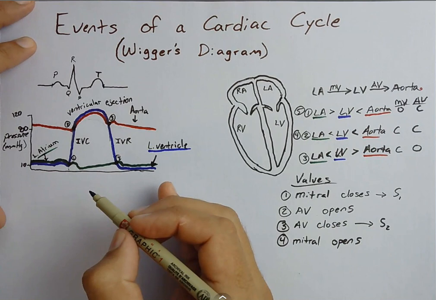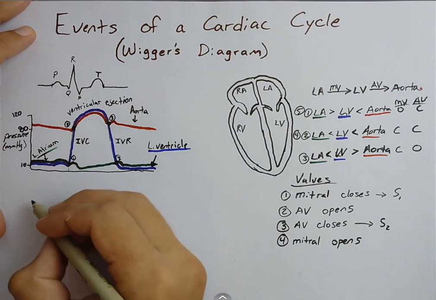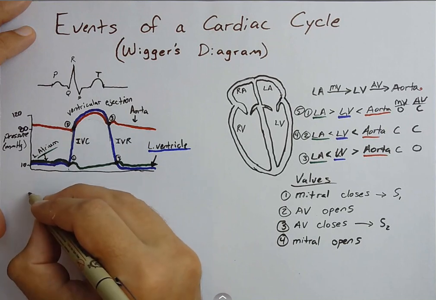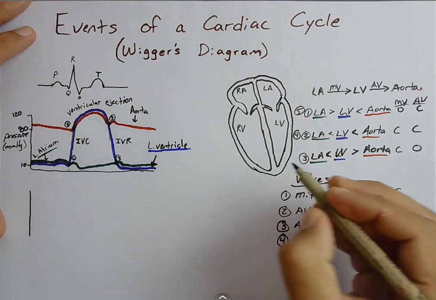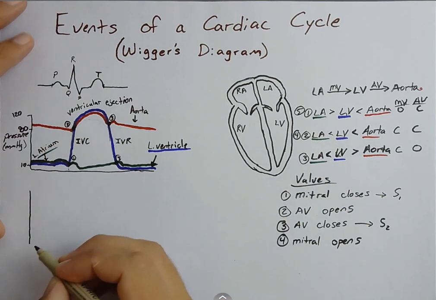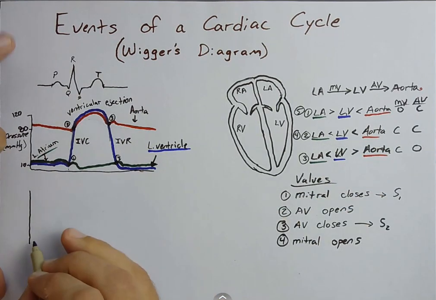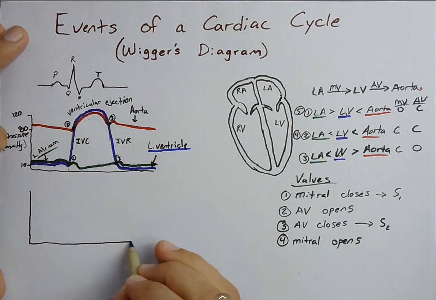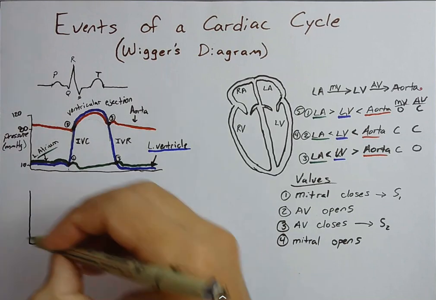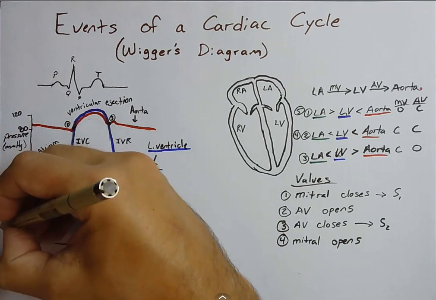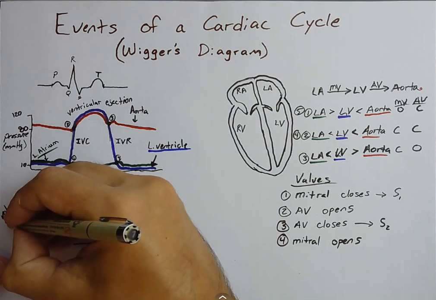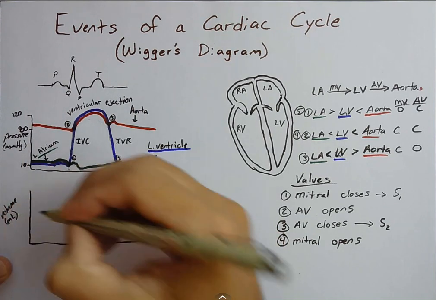The last portion of the Wigger's diagram that's important to understand is how does pressure relate to volume? Once you understand how pressures work and how valves open and close, in my personal opinion, the volume becomes a lot easier to understand. Because volume is being ejected out through this cardiac cycle, through this time frame. But now we're going to be dealing with volumes in the heart, and volumes tend to be measured in milliliters in the body.